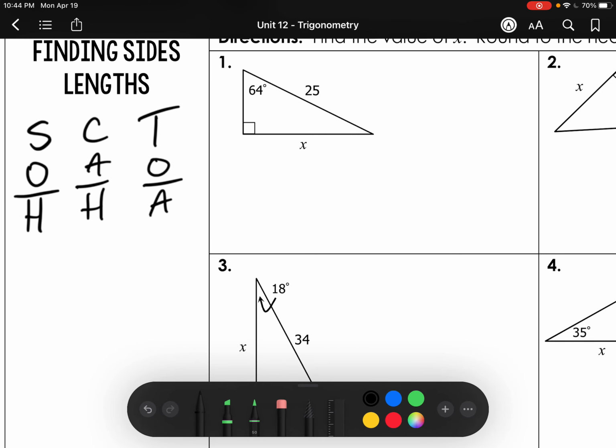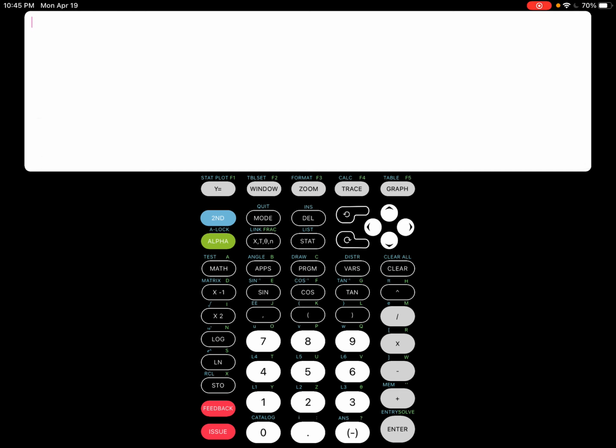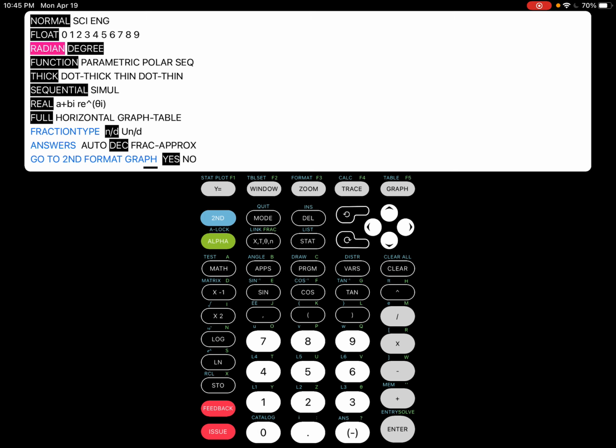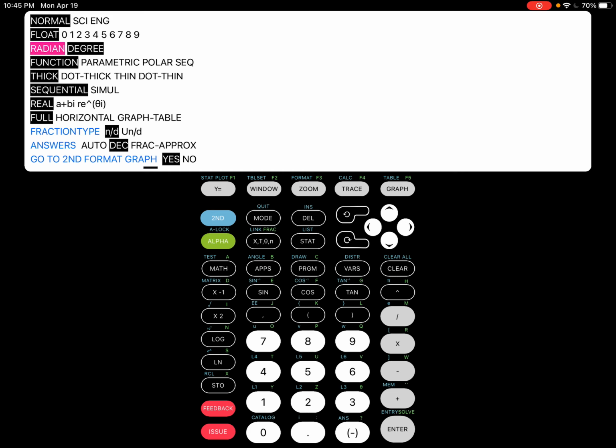Before we start, you're going to need a graphing calculator for this. What I want you all to do first is go to your home screen, turn on your graphing calculator and click the mode button, which is to the right of the blue second button. You're going to be brought up to this menu with a bunch of words. The important one is where it says radian and degrees, right now highlighted in pink. I want you all to make sure that you hover over degree and click enter, so that when you scroll away from it, degree is the highlighted word.